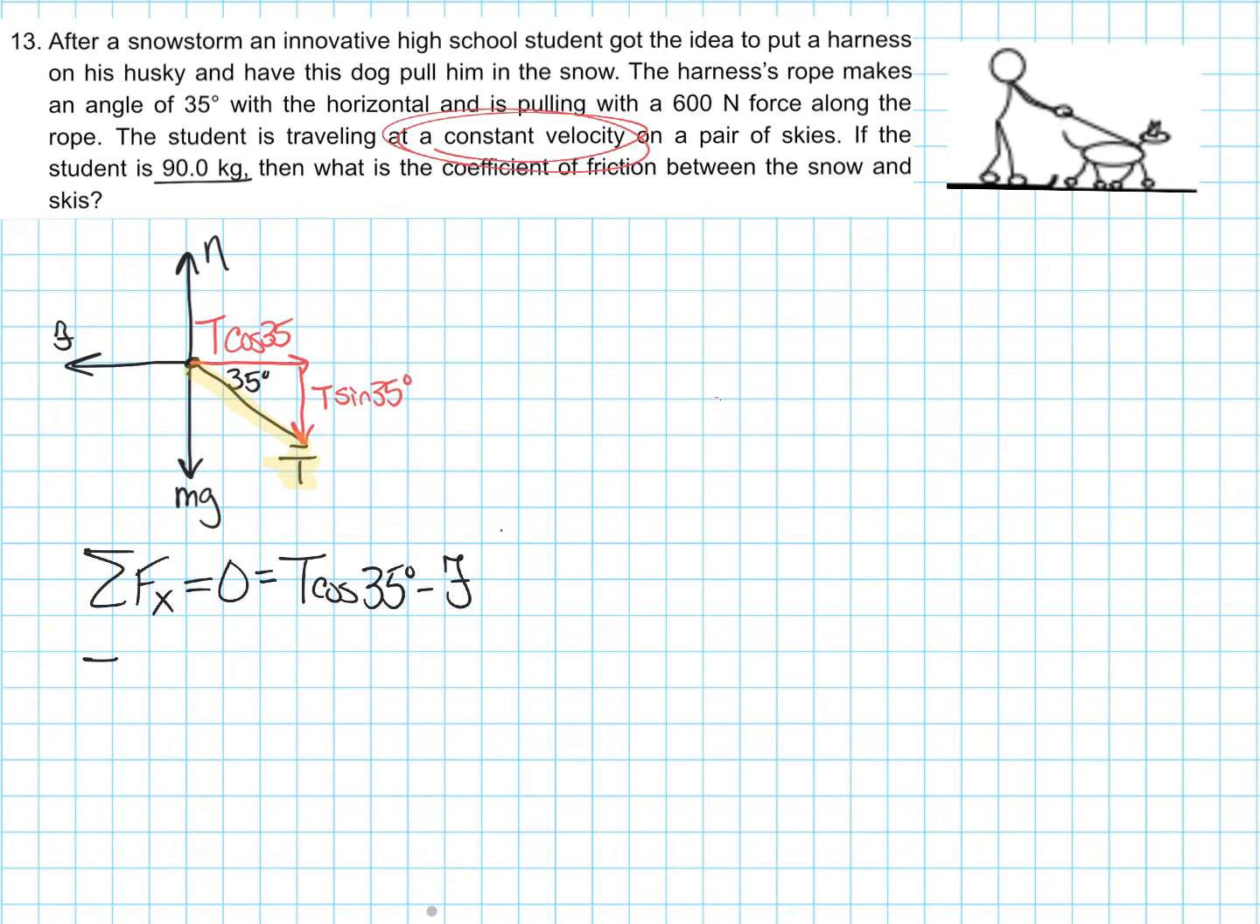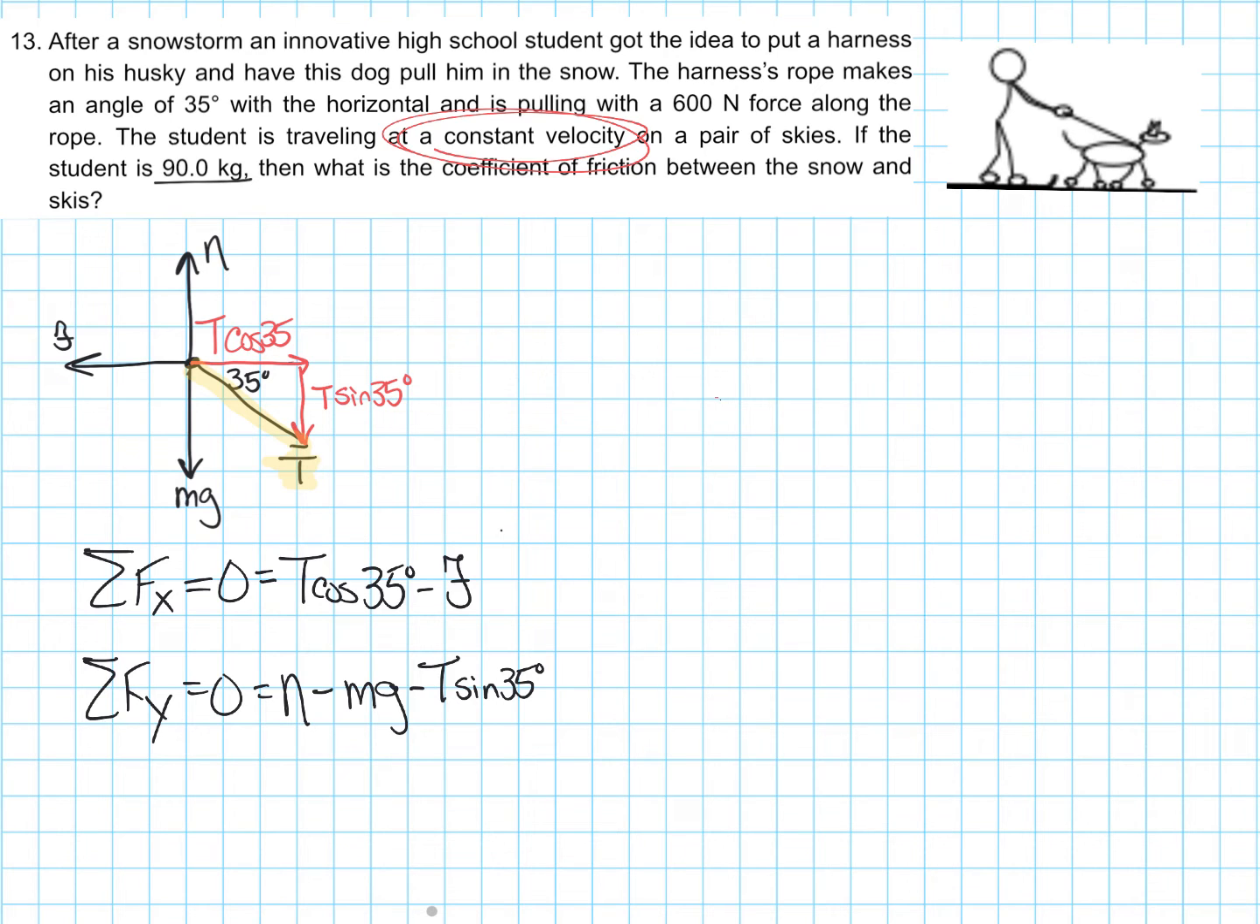Vertically, I'll sum up the forces in the y direction, and that's going to equal 0, again, because I'm not changing speed in the y direction. That's going to equal all the forces going up minus all the forces going down. So eta minus mg minus T sine 35 degrees. There were two forces in this case going down, that's why I subtracted them both.